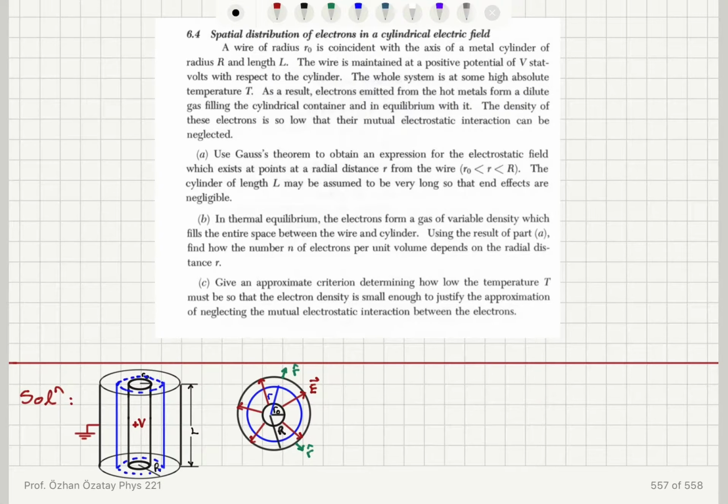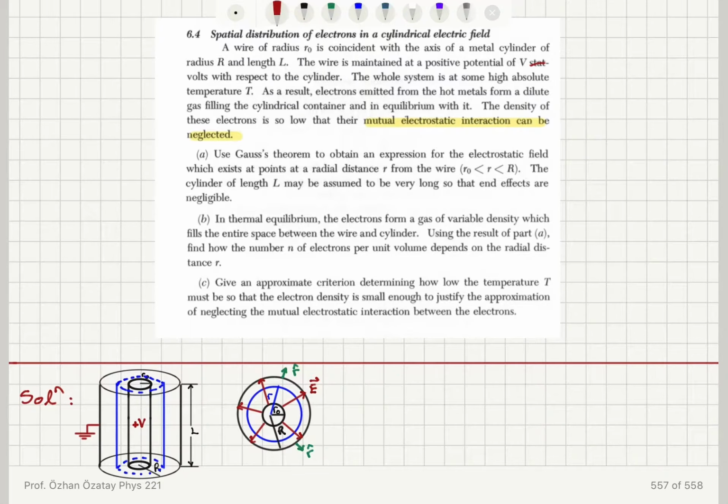So we're going to do this in volts. With respect to the cylinder, the whole system is at some high absolute temperature T. As a result, electrons emitted from the hot metals form a dilute gas filling the cylindrical container and in equilibrium with it. The density of these electrons is so low that their mutual electrostatic interaction can be neglected.